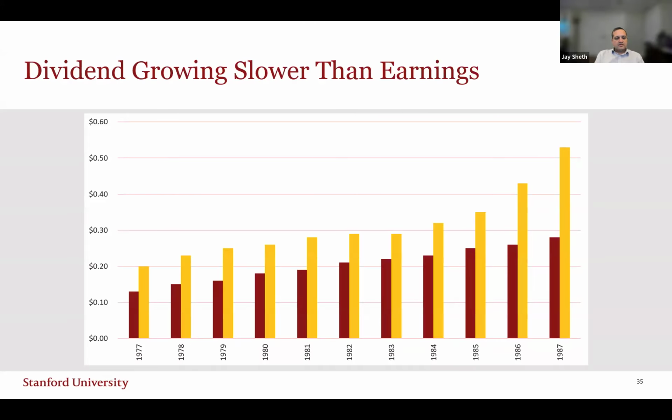And then they talked about the dividend growing slower than earnings, and they actually did this. So the yellow line is the earnings per share. The red line is the dividends per share. And so in 82, the payout ratio, it's not listed here, but the dividend was about 61% of earnings, and by 87, it had gone to about 46% of earnings. So earnings had definitely grown a lot faster than the dividend.